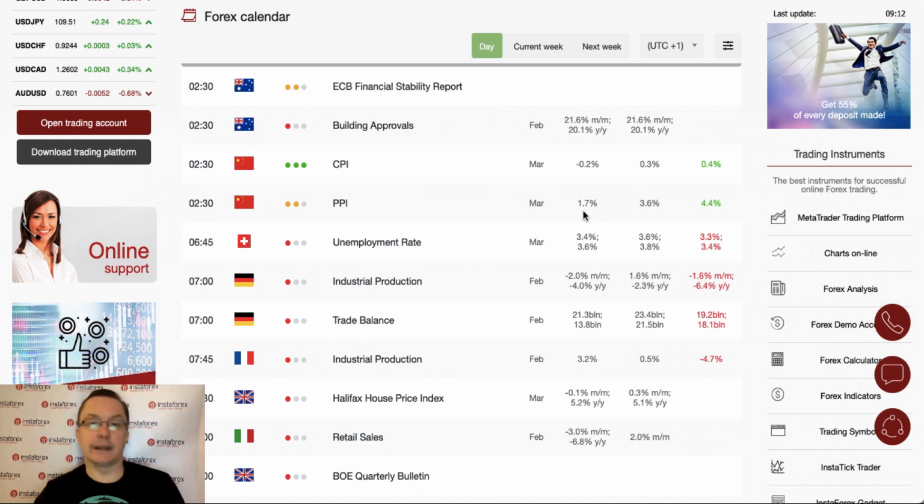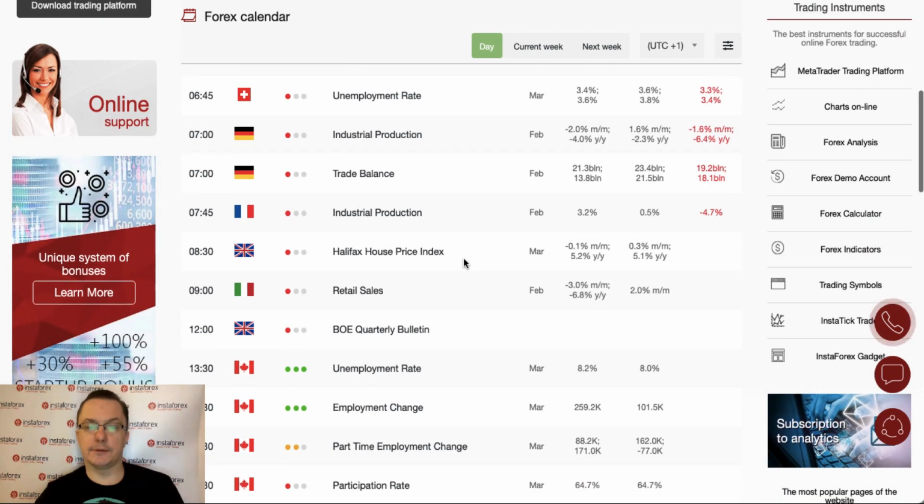So we will definitely take a look at gold and at the Australian dollar as well. The unemployment rate in Switzerland is falling from 3.6 to 3.3%. Good news from Switzerland. Industrial production in Germany is lower than expected, minus 1.6%, which is lower than the minus 2% of the last reading, and of course was lower than expected, 1.6% month-to-month data.